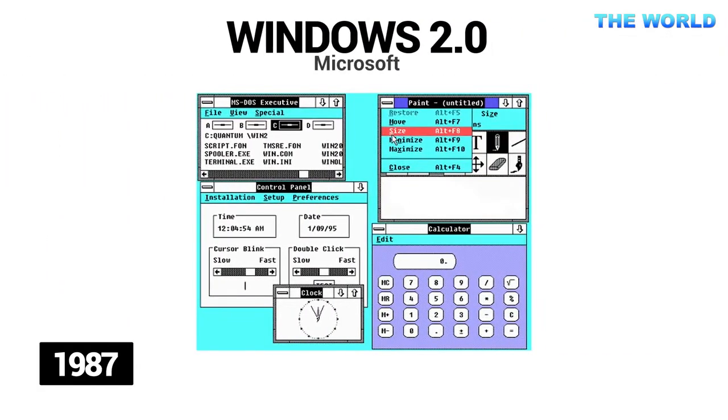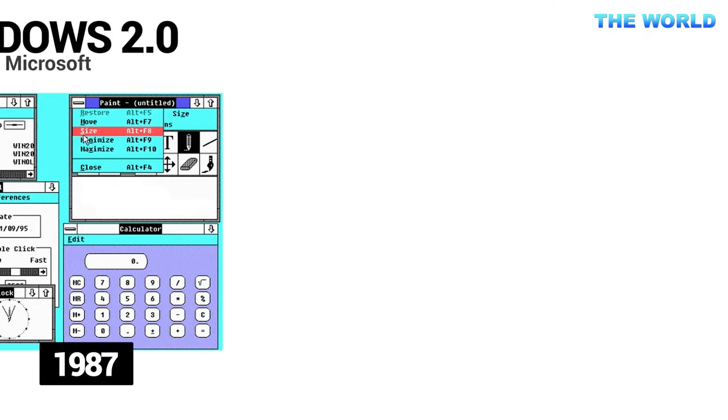The second version of Windows was launched in 1987, being more popular than the first version due to Microsoft Word and Excel applications. At the same time, this version of Windows included new features such as overlapping windows, resizable windows, keyboard shortcuts, and support for VGA graphics.